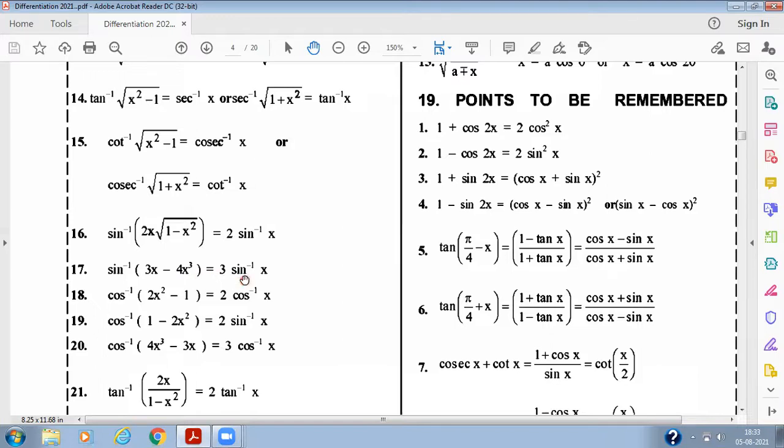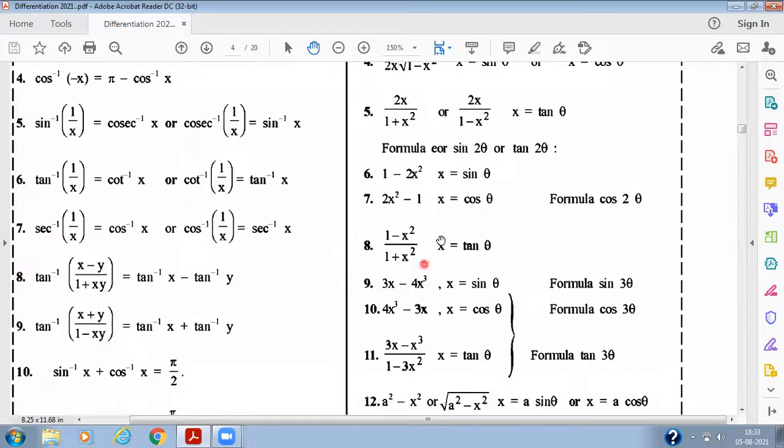x. Now as you can see, point number 17, I will try to explain over here. Why does sine inverse of 3x minus 4x cube equal 3 sine inverse of x? Now in this part, 3x minus 4x cube, observe this expression. Whenever we have this expression 3x minus 4x cube, we substitute x is equal to sine theta. I'll just show you where is that expression. I come back over here.